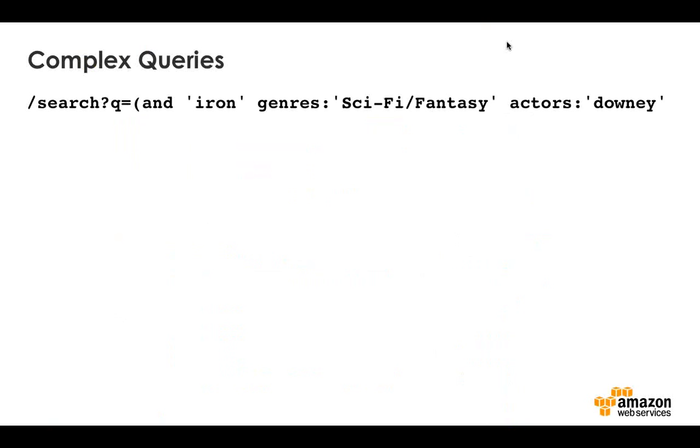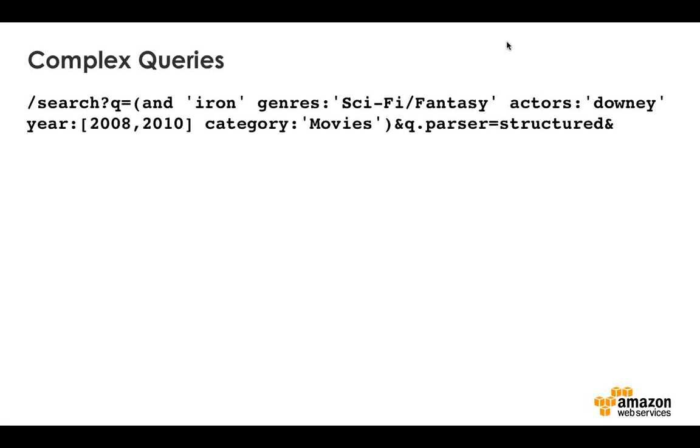And I've elided the search endpoint here. We just search with Q equals again, and we use a prefix notation for expressions. So in this case, we're taking the intersection, the AND, of the term iron, genre sci-fi fantasy, actors Downey. Here we have an example of an integer range. We can search between 2008 and 2010. And again, within the category movies, we specify a different parser in this case.